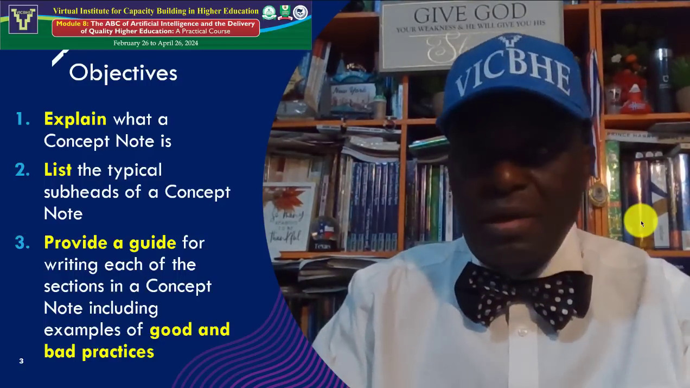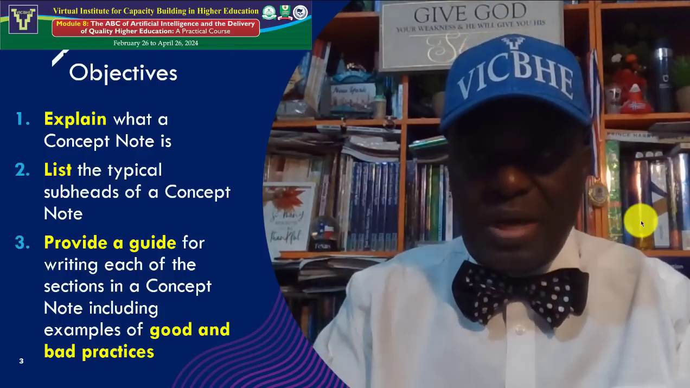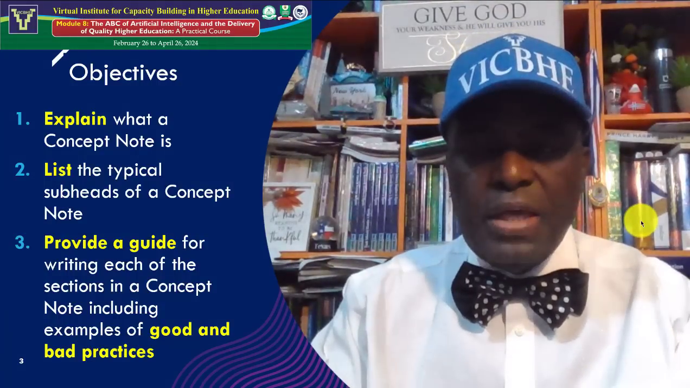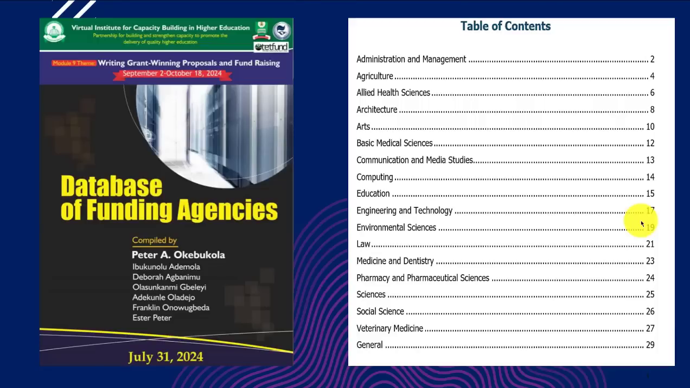We'll be looking at the good examples and the bad examples. This training, which we have called the mother of all trainings in writing grant proposals, is for proposals for all granting agencies in Nigeria, other parts of Africa, and the rest of the world. So we'll put together for you a database of funding agencies compiled by these scholars who joined me in doing this. So what is the table of contents looking like?